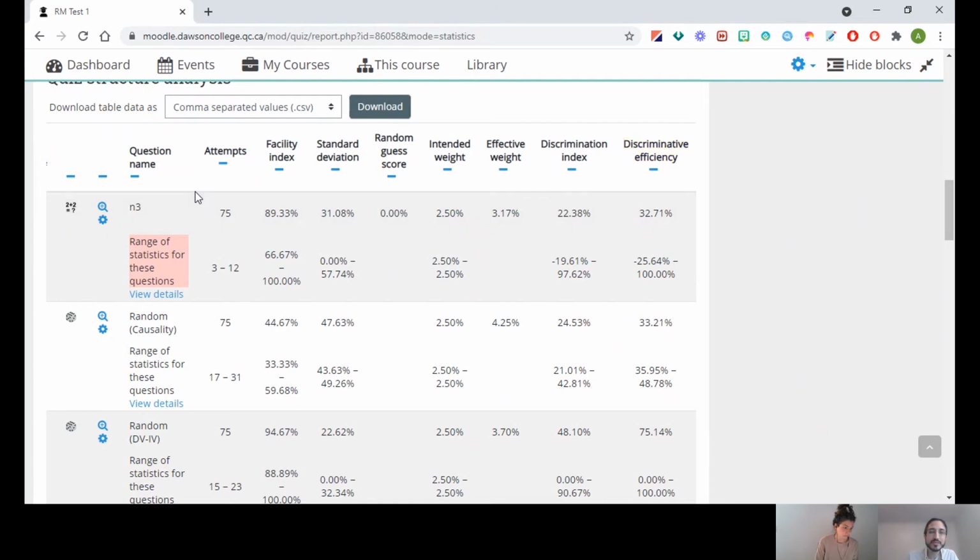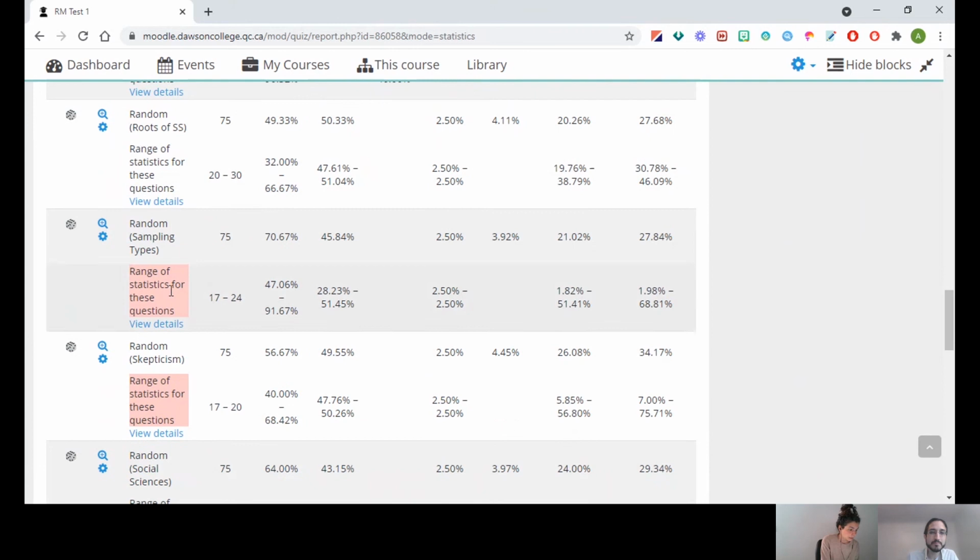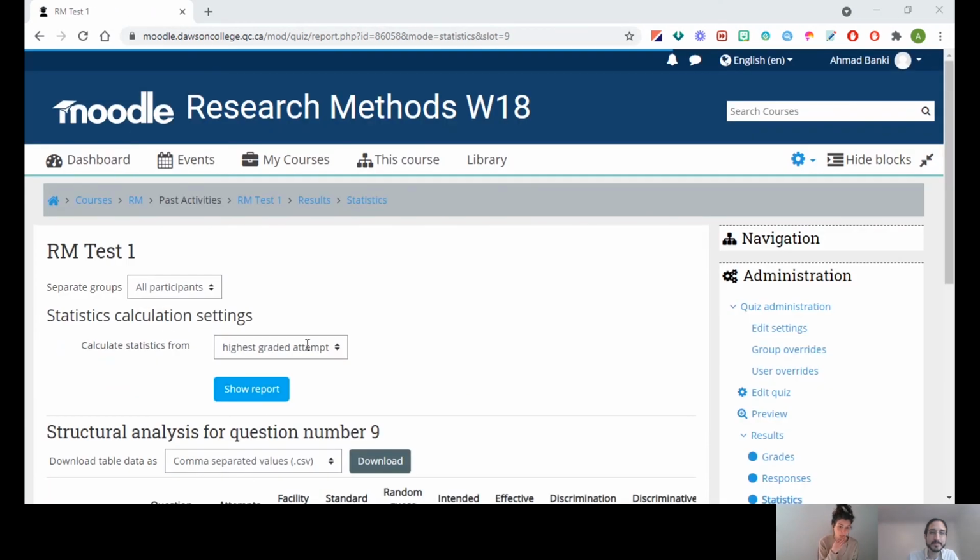We're going to look at one of these examples for you. For example, the sampling types question is in red. So let's take a look. This is basically a randomized question. A student gets one version of the different types within this question. We want to make sure that each student is getting a similar question.